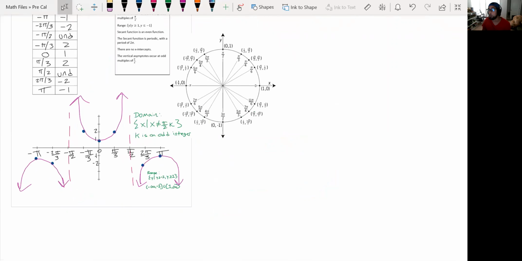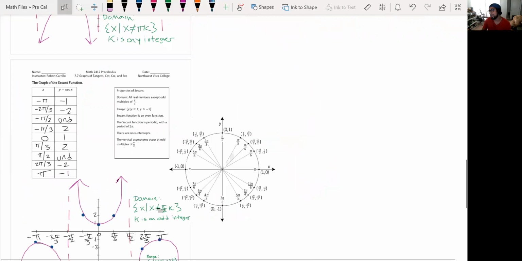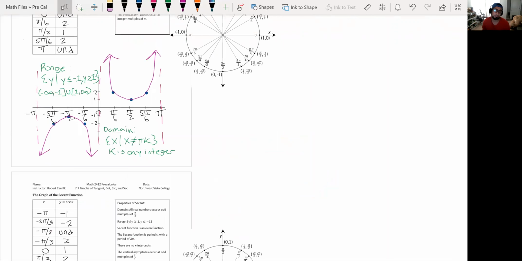And there it is. Those are the graphs of the remaining 4 trig functions. Just know the parent function's coordinates, know which ones to pick from the unit circle. And I didn't do any transformations on here, but in case you get transformations, I assume you know how to handle those.